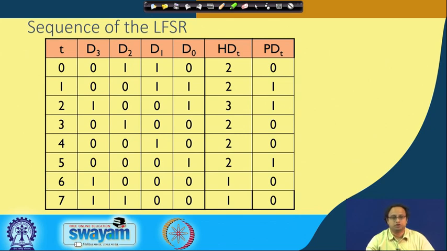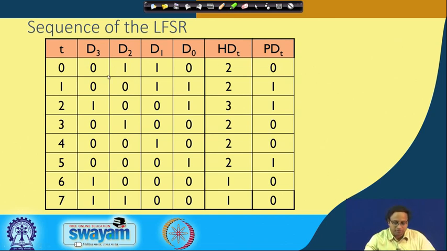because it's a self loop. Whereas, if you choose 1 plus D to the power of 4 as a feedback polynomial, then all the 15 non-zero states will lie in a cycle, and that is the maximal length cycle which is possible, and that is why this LFSR is also called a maximal length LFSR.